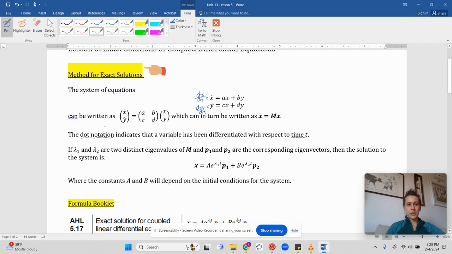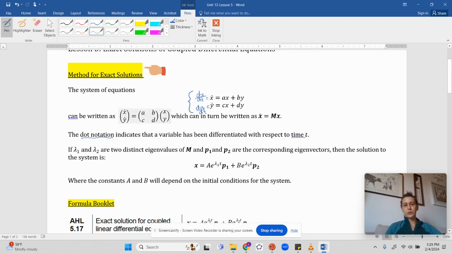Next thing is that we can write this system of equations. This is simply a system of equations in matrix form. So we're going back to matrices. Yay. And to write this in matrix form, we'd write dx/dt, dy/dt equals the matrix a, b, c, d times the matrix x, y.